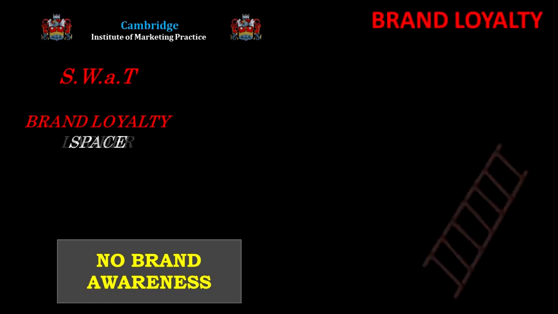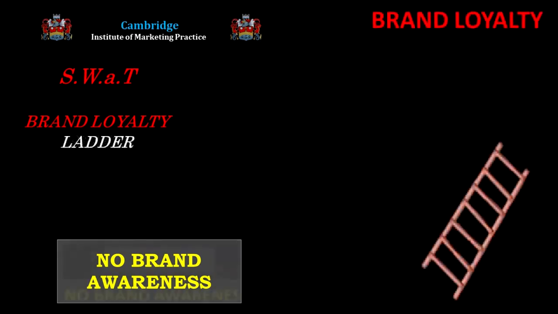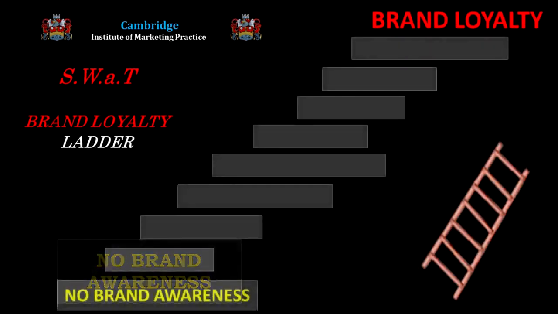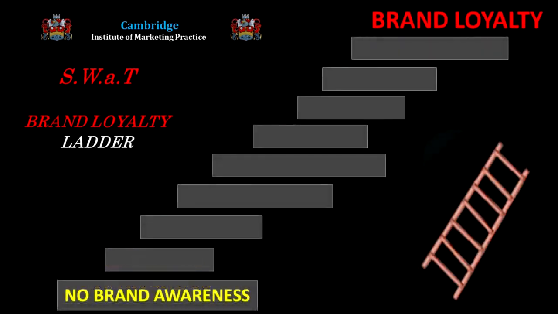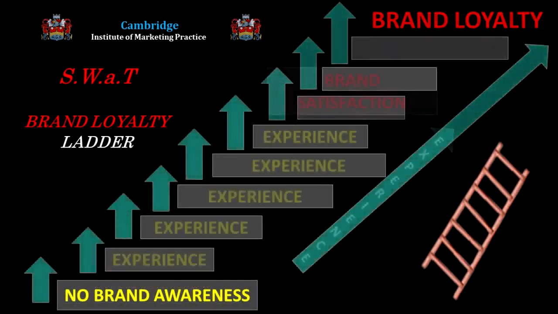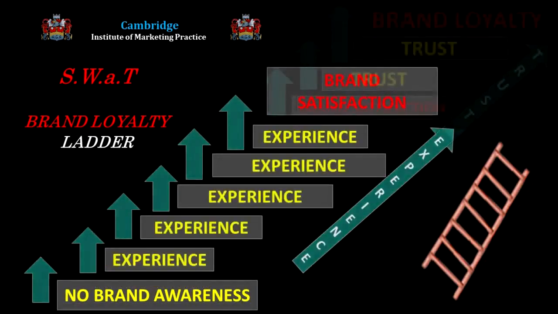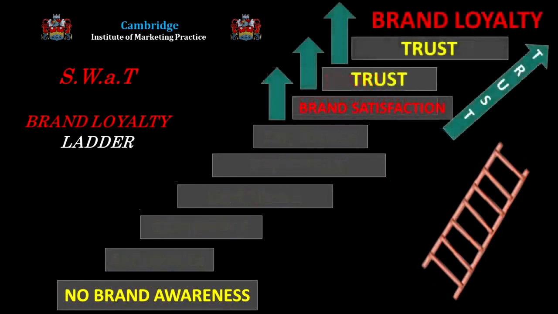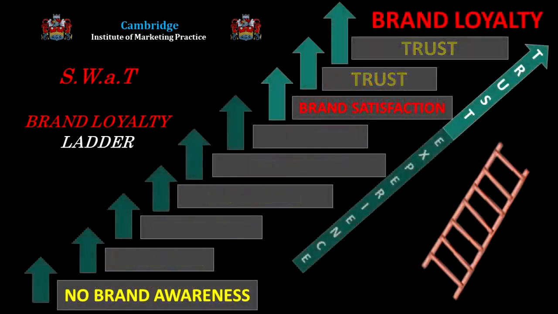From floor to ceiling is a ladder, spanning the space. There are many rungs, 10 in total. One by one and rung by rung, each target must be coaxed up the ladder in 3 stages. In the first stage, the target increasingly experiences the brand. In the second stage, experience develops into trust. And in the final stage, trust ascends to loyalty.